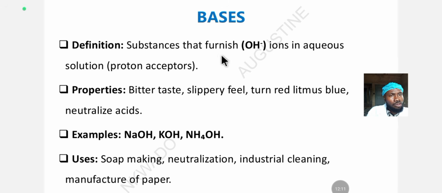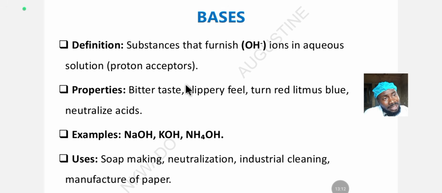Now let's look at the definition of bases. Bases are substances that furnish hydroxide ions. So a base produces hydroxide ions. And how does it produce this hydroxide ion? When it's dissolved in aqueous solution or in water, it forms this hydroxide ion, and this hydroxide ion accepts protons. So a base is the substance that accepts that proton or hydrogen ion donated by acid during a neutralization reaction. So a base does what? It accepts that proton.